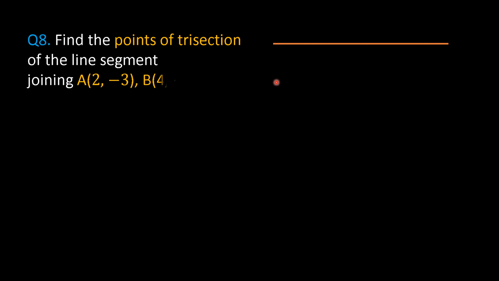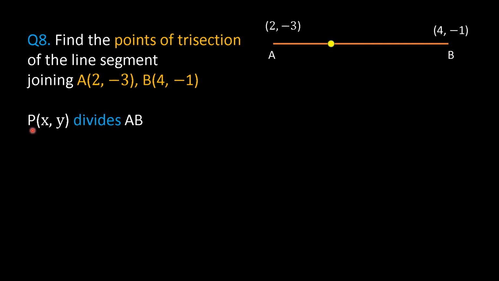In question 8, we have to find the points of trisection of the line segment joining A(2,-3) and B(4,-1). There will be two points of trisection. The first will divide segment AB in the ratio 1:2, and the second will divide segment AB in the ratio 2:1. Let the first point be P(x,y), which divides segment AB in the ratio 1:2.